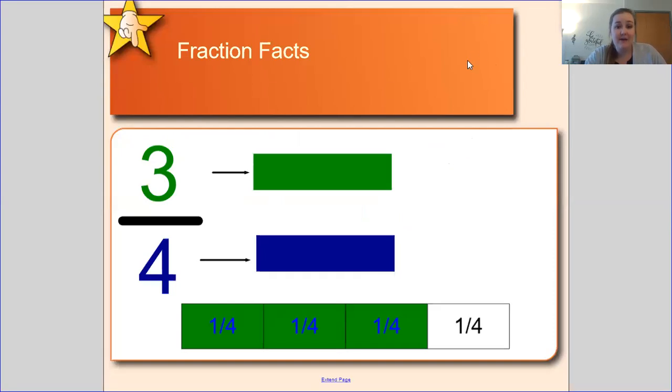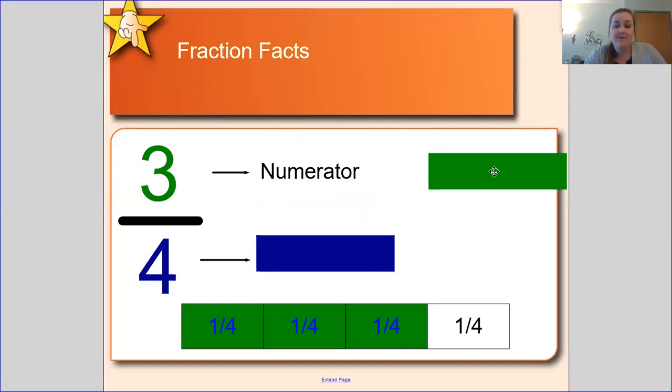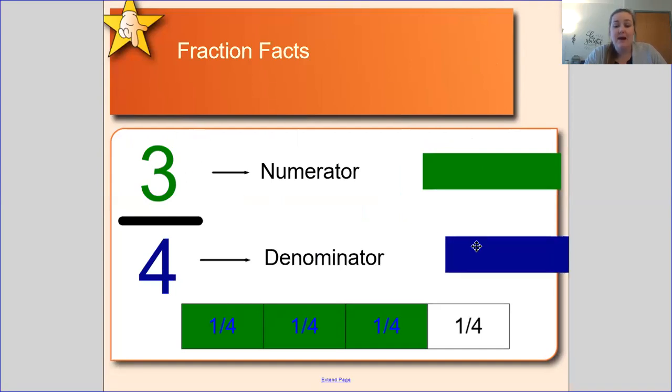A few facts to remind you of. The top number of your fraction is called the numerator, and the bottom one is called the denominator. Remember that we talked about denominator is downstairs. You talk about how many total pieces there are and how many are being shaded. Here we have 4 total pieces, and 3 are shaded, so that makes 3 fourths. Okay, there's just a few things to review there.